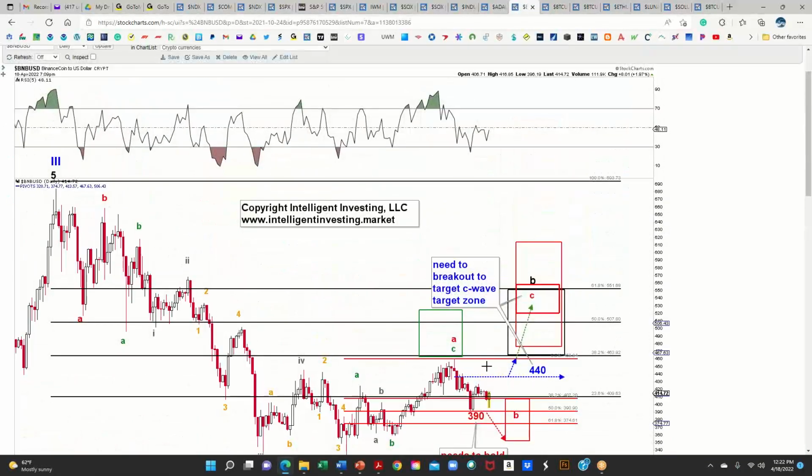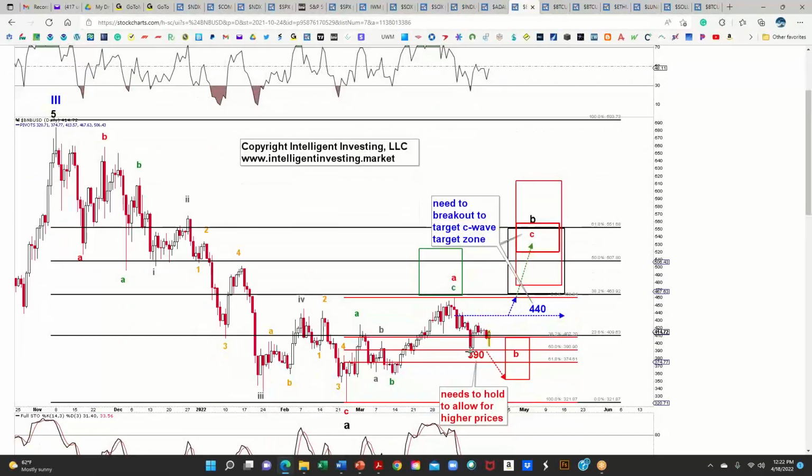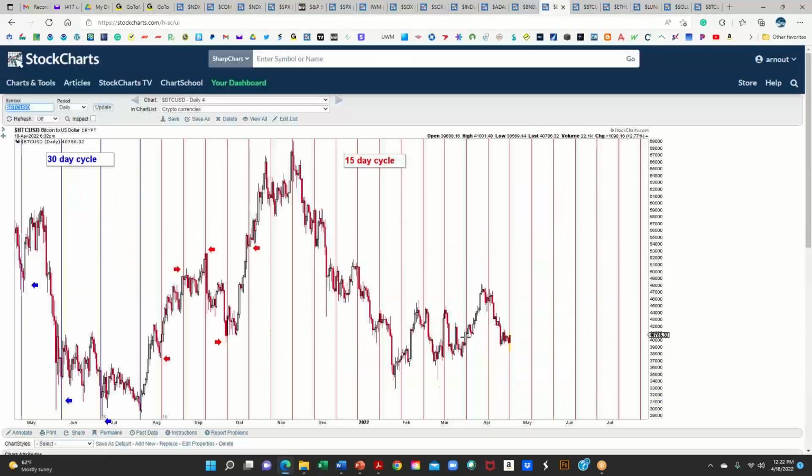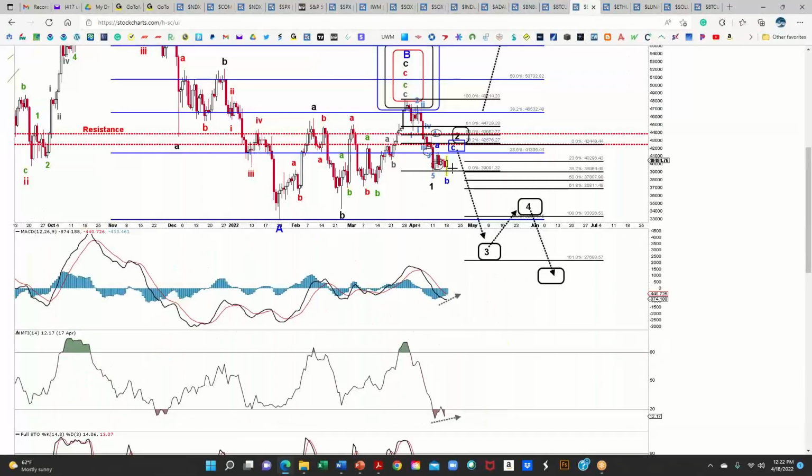Same here for Binance Coin. Binance Coin bottomed at the 50%. As long as 390 holds, and then it targets above 440, we can then move into these target zones. Bitcoin, same deal. Looks like it has a 15-day cycle low and should now be in a larger bounce for a couple of days before heading lower. That is still my anticipated path. I don't have any information yet.